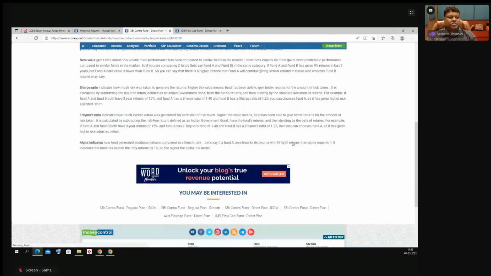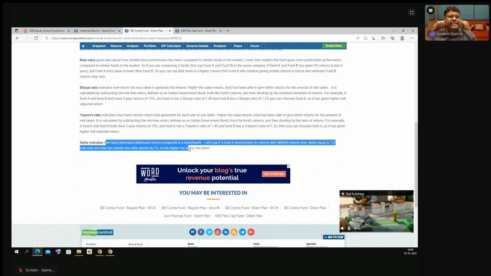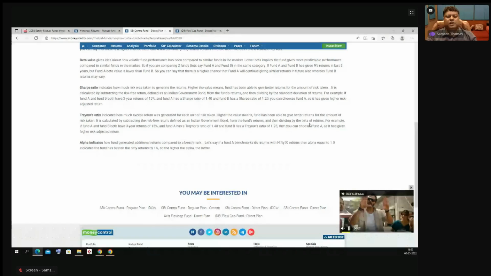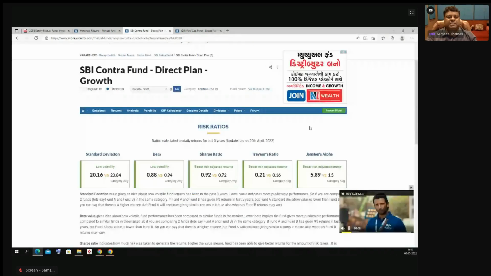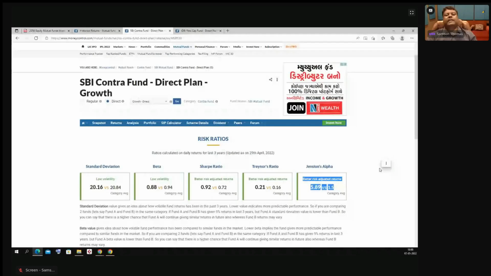Now, alpha is the last indicator. What is the additional return that this fund has generated over the benchmark? That is what alpha shows. So you have alpha of 5.89 and the category average is 1.5. On average across the category, the alpha is 1.5, which means it has performed 1.5 better than the benchmark, while in this case it is 5.89, which is much better than the category.